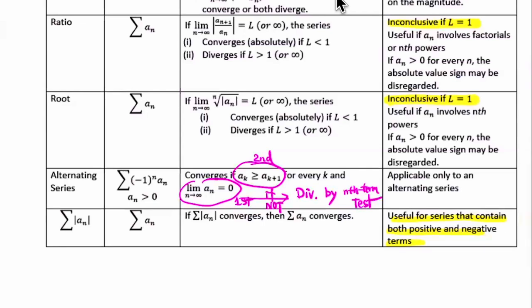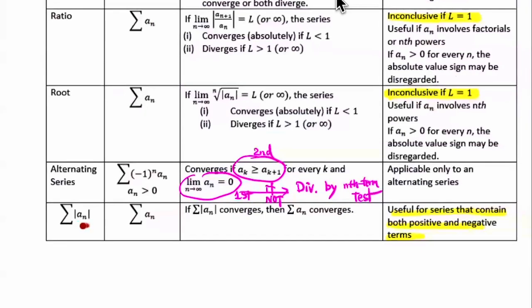Okay? All right. And then we also talk about absolute convergence. If we put the absolute value on every term and the series converges, then we call that series absolutely convergent. And absolute convergence implies convergence. So if this one converges with the absolute value there, then that converges.